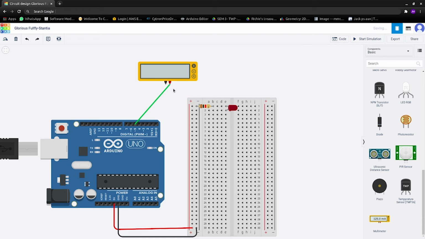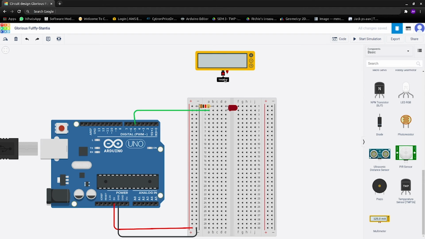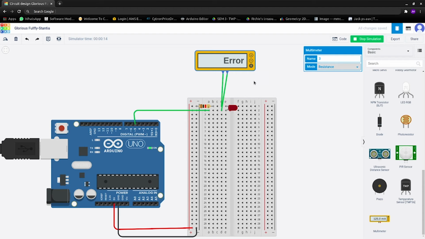In order to measure voltage using a multimeter, you need to connect your multimeter in parallel with the component that you're trying to measure. So let's connect the negative end to this side, and we want to know the drop across the LED. And let's switch our mode over to voltage. And now when we start the simulation, we should see that the voltage goes up gradually and then it goes down.